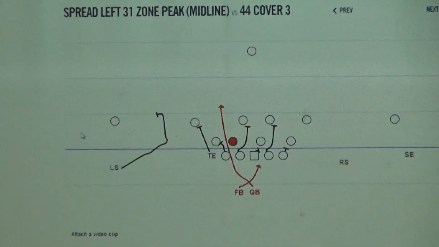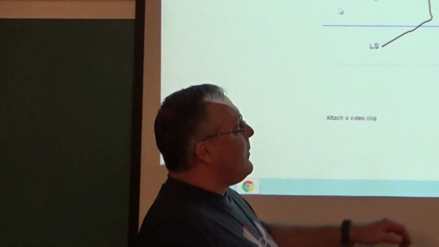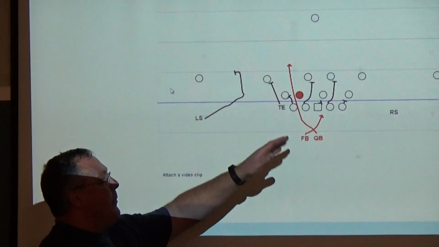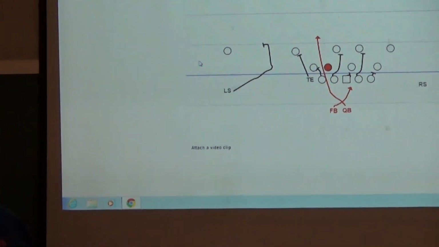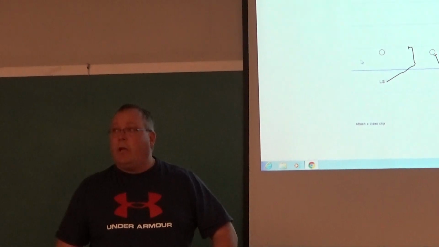There's two different midline concepts that we run out of spread. One is where we're going to read the front side kid, and one is where we're going to read the backside kid. This particular one we call zone peak. We ran it at Orchard Park a lot because we ran gun a lot, and we had a quarterback that was fast, and we had a big fullback, we call him a running back, whatever you want to call him. But we were pretty good at running zone. We ran zone all the time.